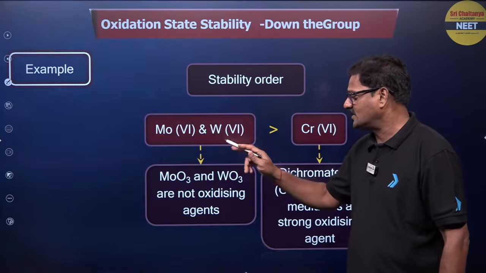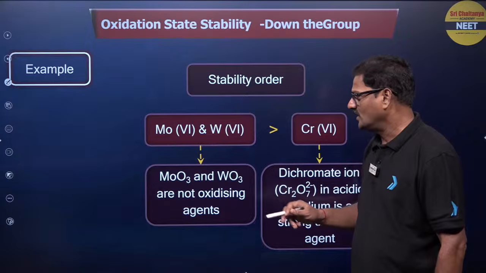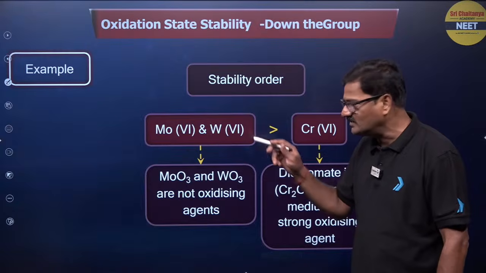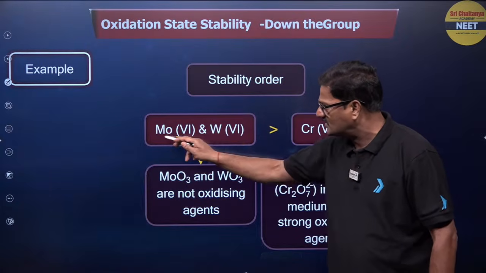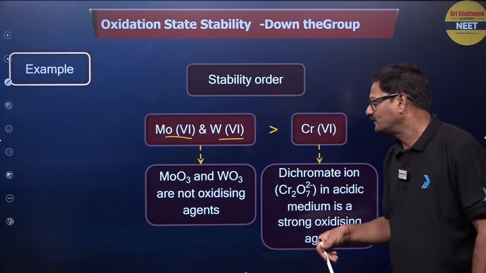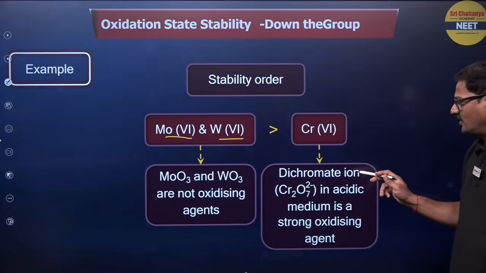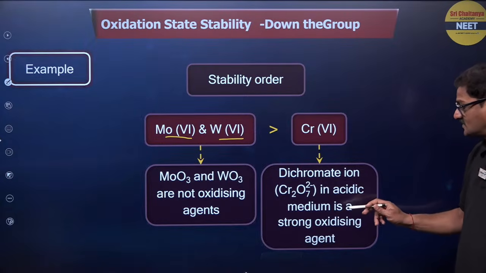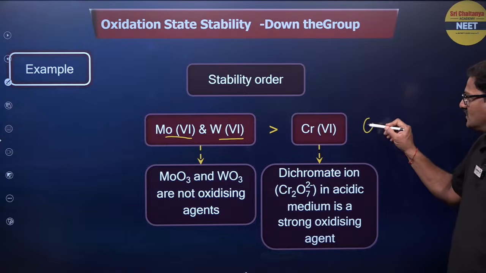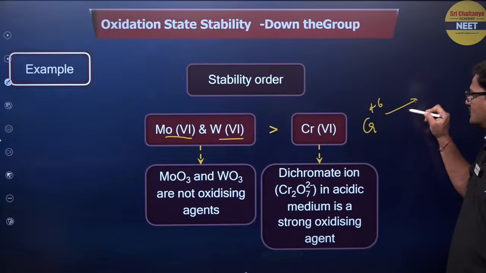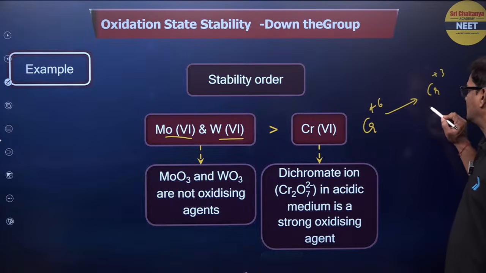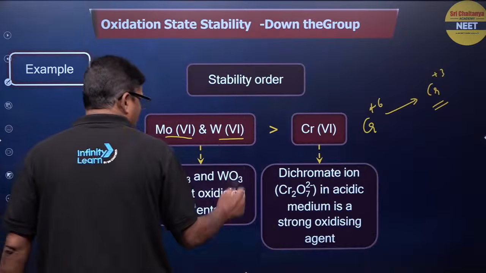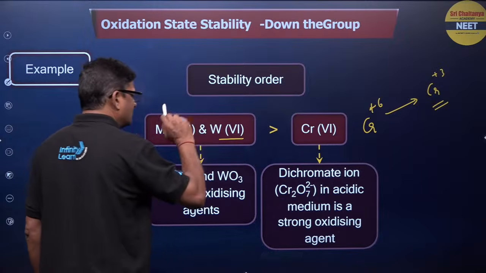Molybdenum +6 oxidation state, tungsten +6 oxidation state. You can say MoO3 and WO3 are not oxidizing agents. Why? Because in this oxidation state they are highly stable. And chromium +6, dichromate ion, chromium has +6 oxidation state. In acidic medium it is a strong oxidizing agent, because chromium +6 is going to be converted into chromium +3 oxidation state. It is going to be more stable. So try to understand, this is less stable and this is more stable.